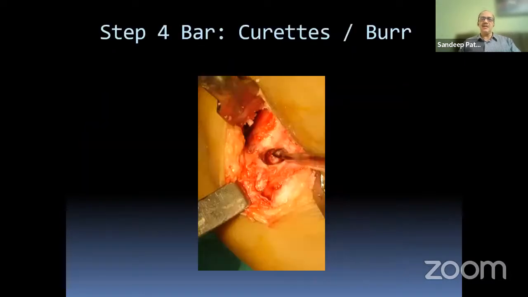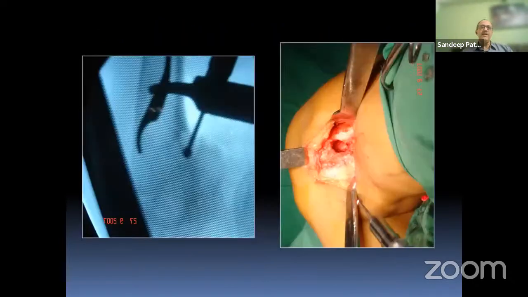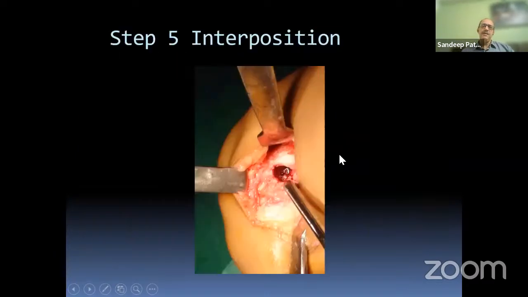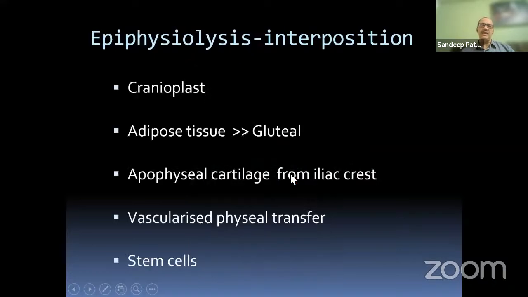So this is the window that we made. It was a posterior and lateral bar which was there. So we used curettes and burr, and in that small hole that we created under C-arm and with an arthroscopy light, I removed that bar posteriorly, and then we packed in interposition material using fat graft.